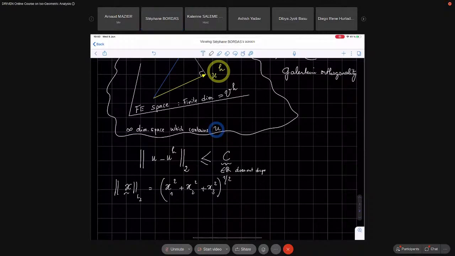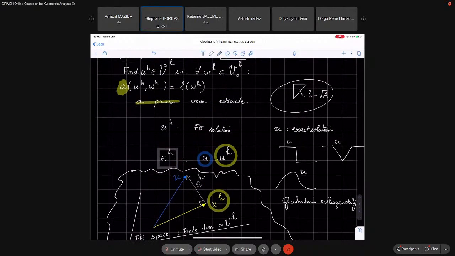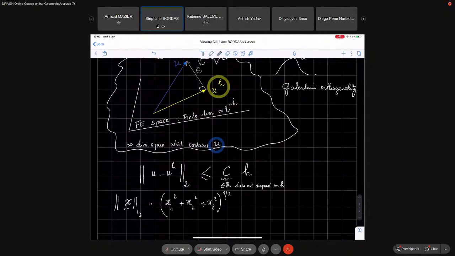So it means that constant is a constant with respect to h, times h. So h, remember, is the typical size of an element, so that guy. And then to some power, right?